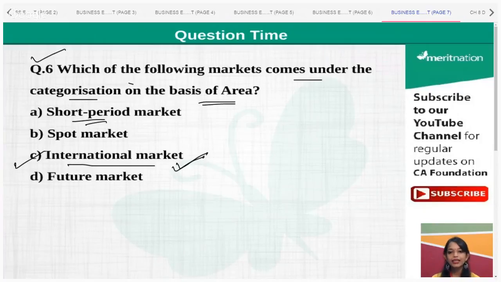Short period market, it's basically a time period we're talking about. The basis is not the area, right? And spot and future markets are basically based on when the actual transaction takes place, whether it is futuristic or on the spot. So obviously that is not on the basis of area. So the correct answer is international market.